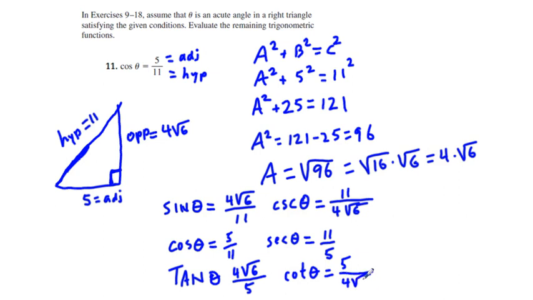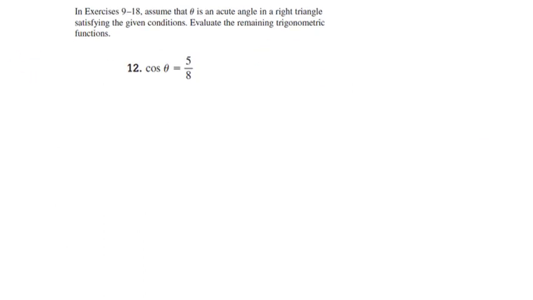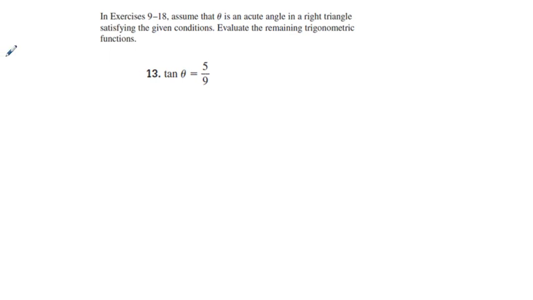And that would be our answers, our 6 standard basic trigonometric ratios. Next, odd number problem, which is 13. We have the tangent theta is equal to 5 over 9. And so for that, we have 5 as our opposite side, and our adjacent side, since tangent is opposite over adjacent, is 9.